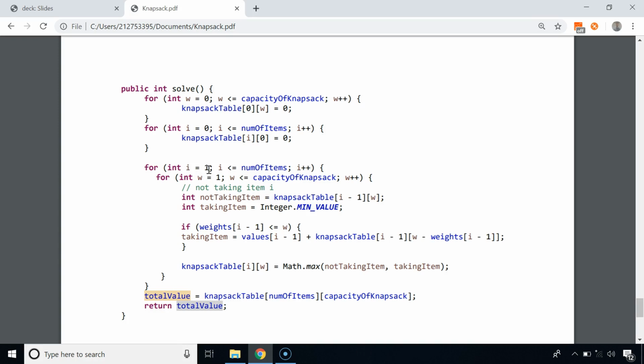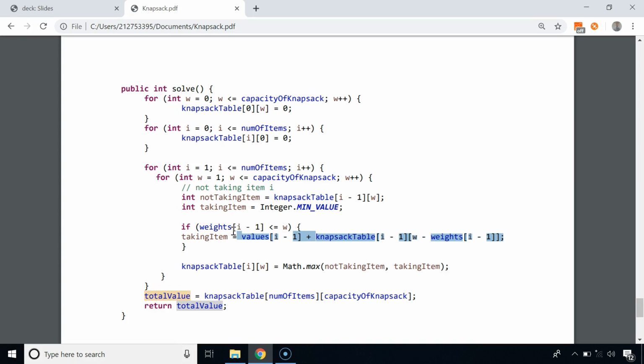Next, we start filling the values from the first row and first column, where i represents the row and w represents the column. Now there will be 2 cases. This is the case when we don't include the ith item. And if the weight of the ith item is less than or equal to the knapsack capacity, we can consider including the ith item in the knapsack. So this will be the value if we include the ith item in the knapsack.